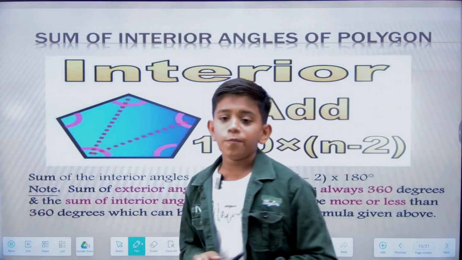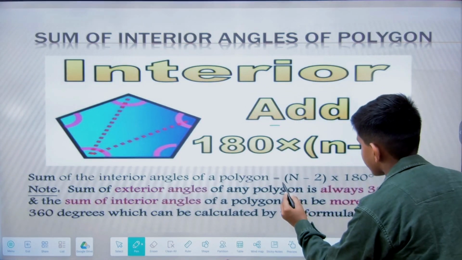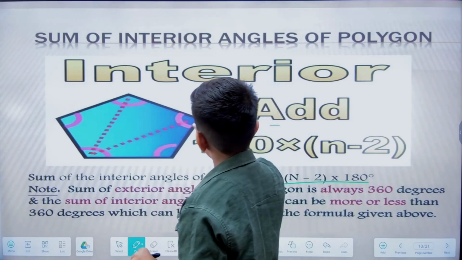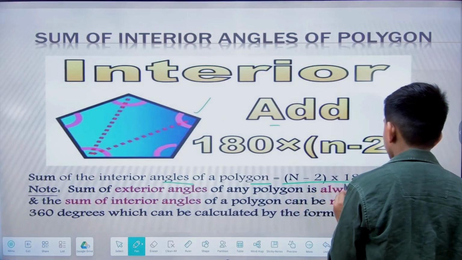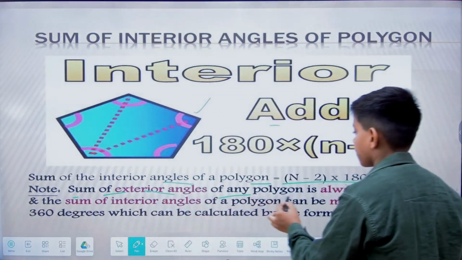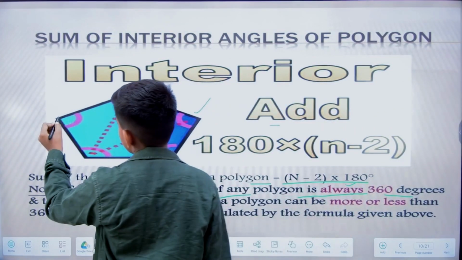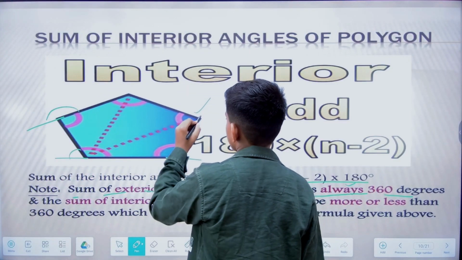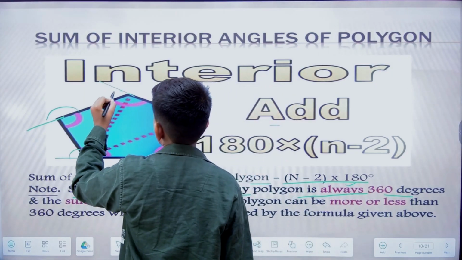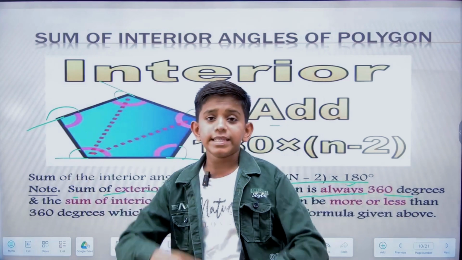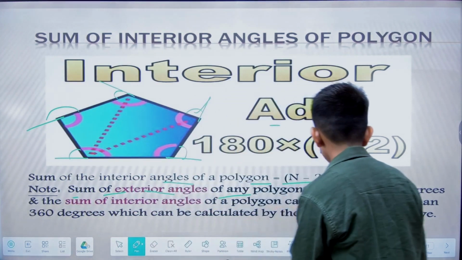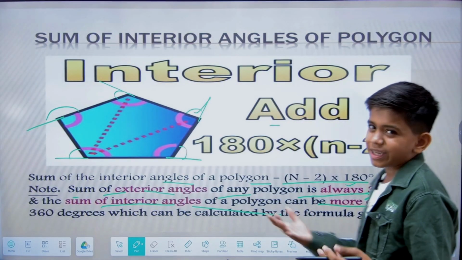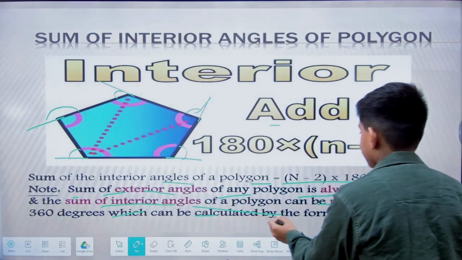Sum of interior angles of a polygon. Here also we have one formula by which we can find the sum of the interior angles of the polygon. Here we have a pentagon. The sum of the exterior angles of a polygon is always 360 degrees, means this angle, this angle, this angle, this angle. So the sum of these exterior angles is 360 degrees. Always it is 360 degrees. And the sum of interior angles of a polygon can be more or less. We can't say how much it is, but it can be calculated by the given formula.